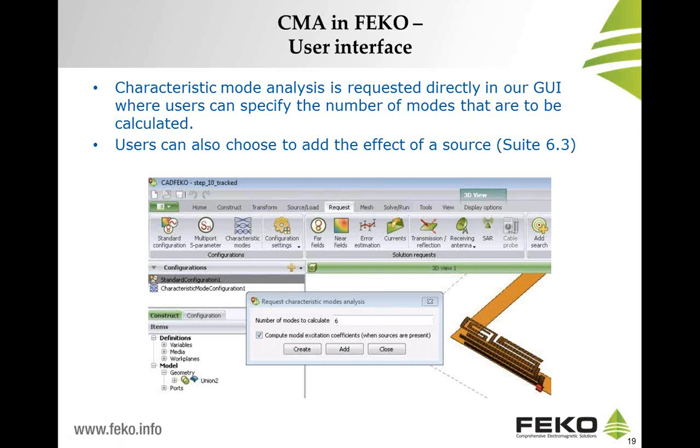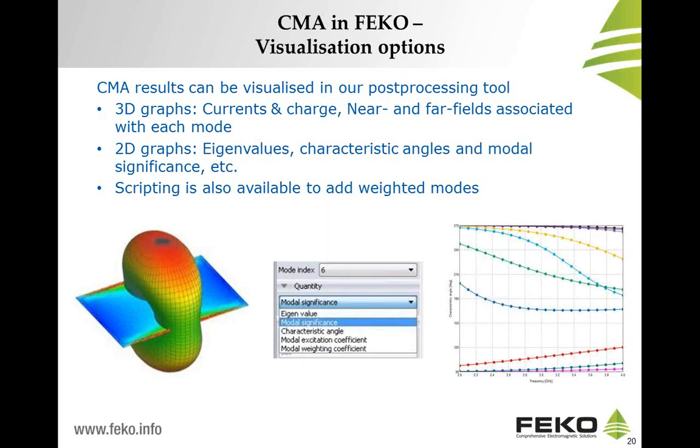So as you specify only the number of modes or a certain subset of modes, our kernel or our suite then calculates the eigencurrents, which we can then view again in our post-processing toolkit. Now, in our post-processing tool called POSTFEKO, we offer three-dimensional graphs for the currents and charges, near fields and also the far fields that are associated with each of the modes.